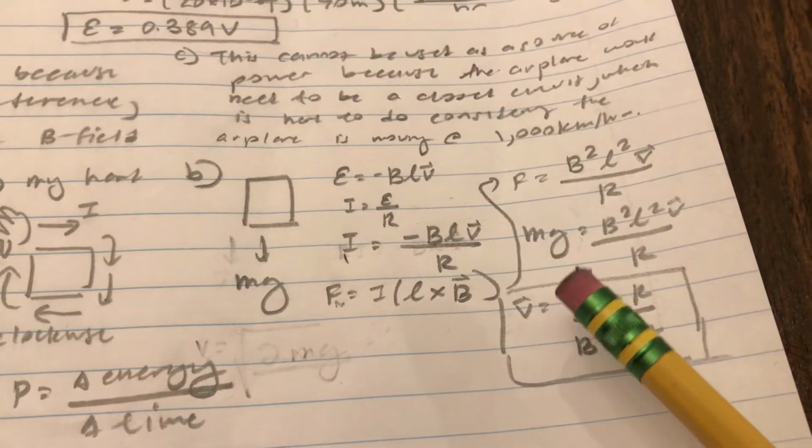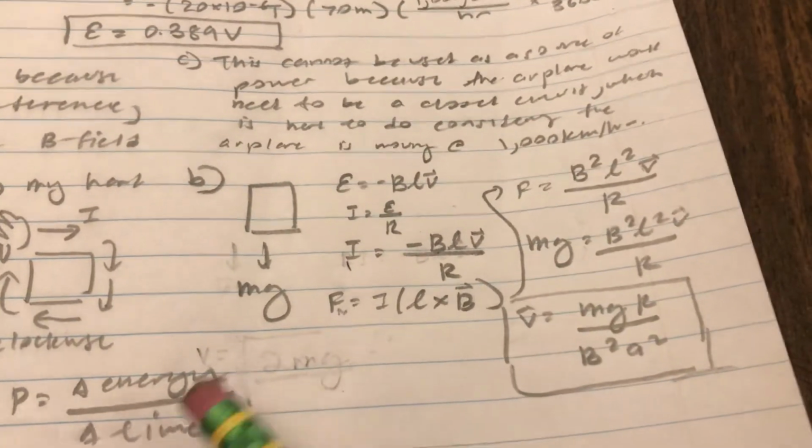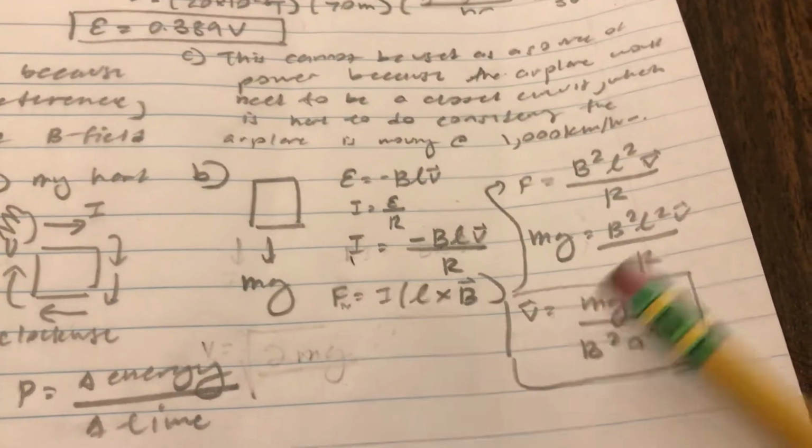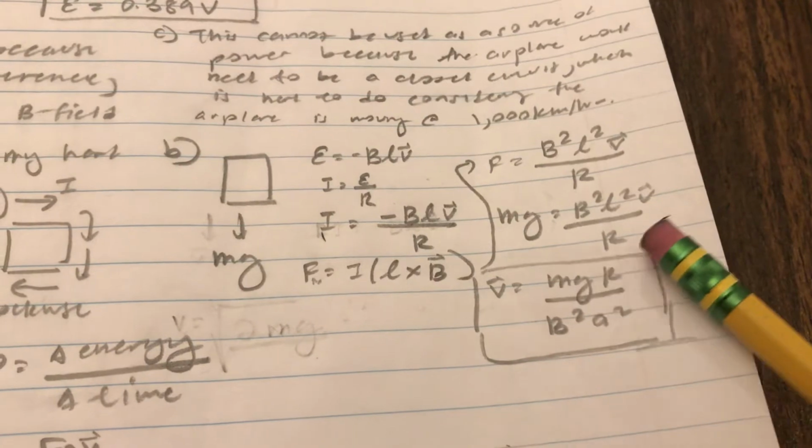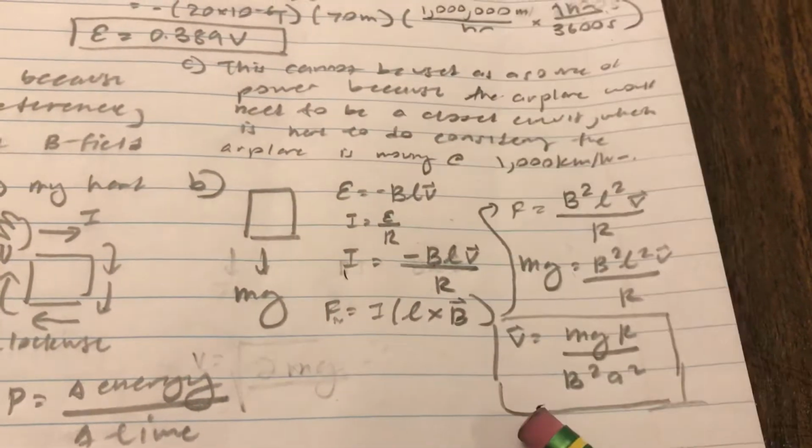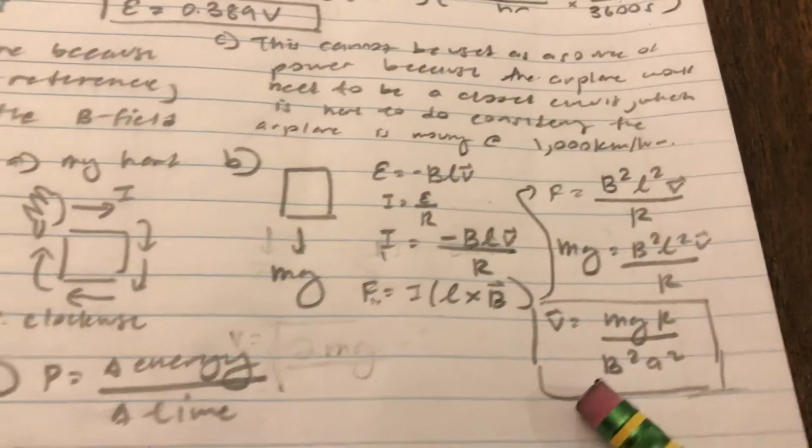And then the only force acting on it is mg. I drew a free body diagram. So mg, and then I isolated V, and I got this, which is what is in the book.